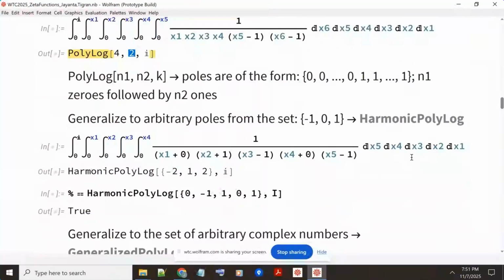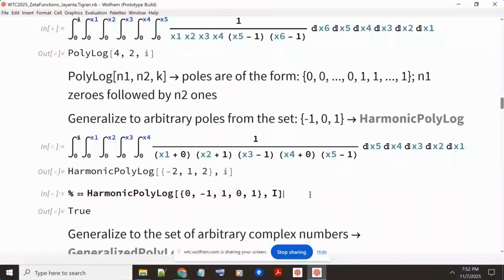So here is an example. Here we have poles of magnitude 0, then -1, 1, 0, and 1. And this is actually same as this one. Basically, the poles, as you can see, are contained here. And this is an abbreviated notation that we use, but actually the poles get straight translated into a list like this in harmonic polylog. So that's the harmonic polylog.